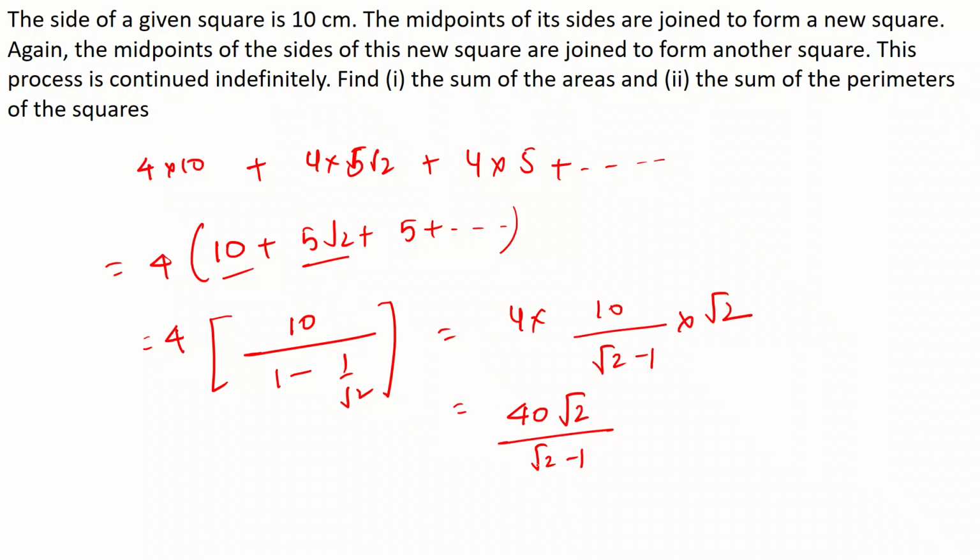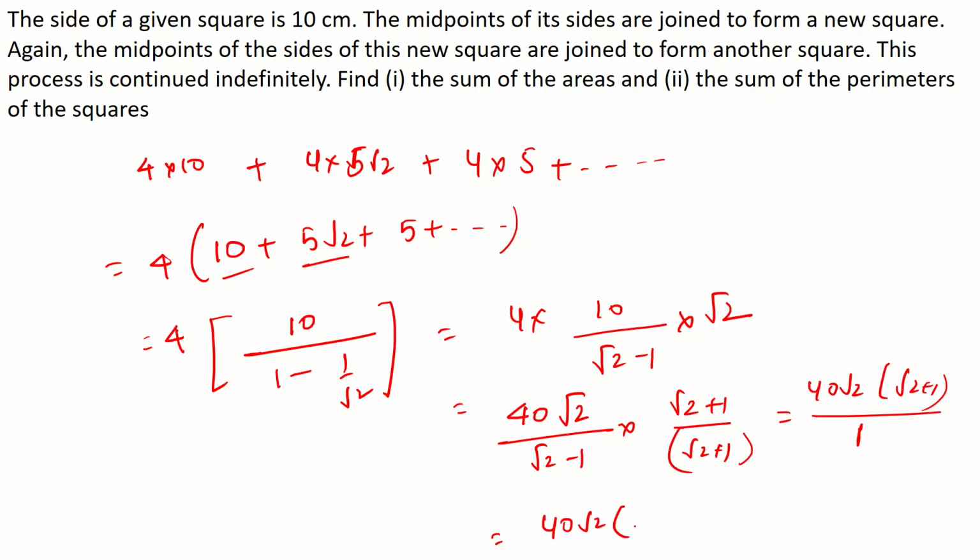And then if you want to simplify it further, that means rationalize, then you can multiply with root 2 plus 1 in the numerator and denominator to see what you get. So 40 root 2 times root 2 plus 1 by root 2 minus 1 into root 2 plus 1 is root 2 square minus 1 square, which is 2 minus 1, which is 1. So my final answer is 40 root 2 times root 2 plus 1.